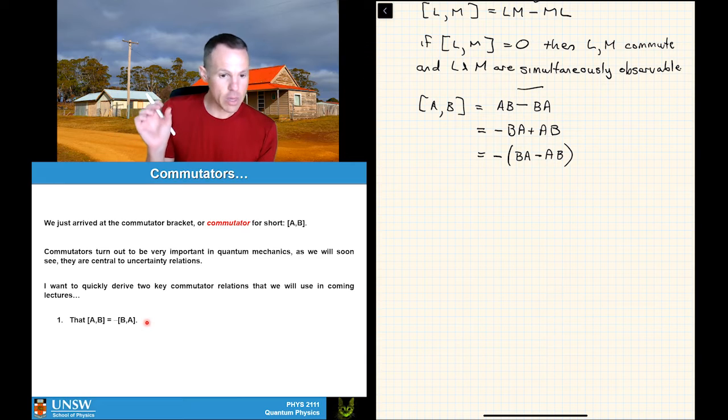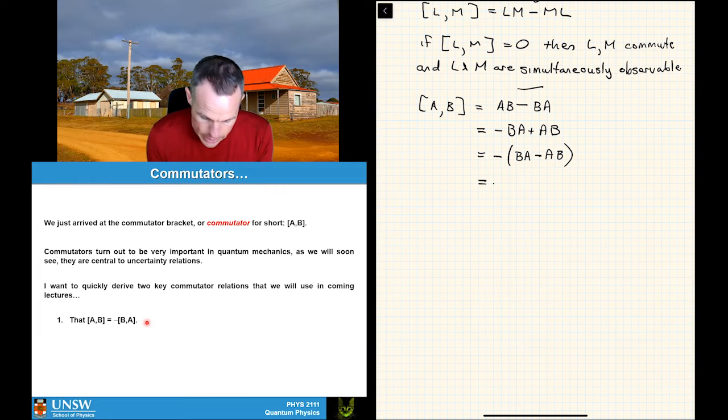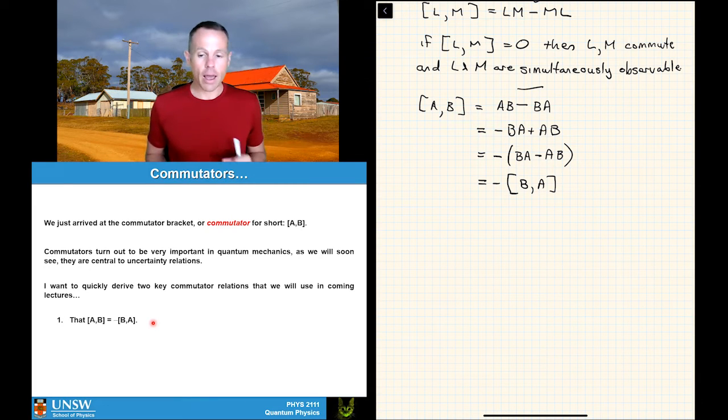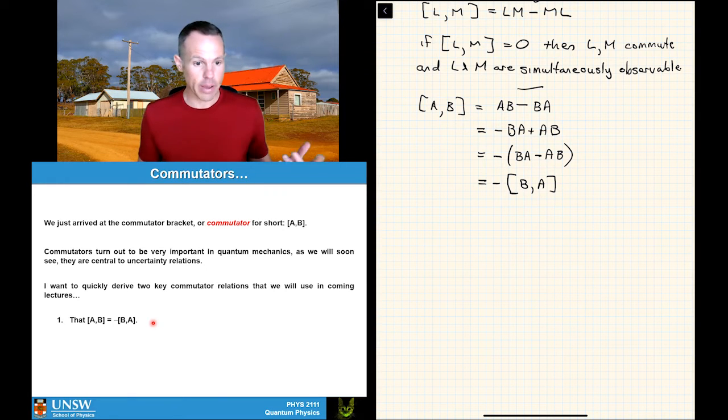And then, of course, the thing in the round brackets there is just another commutator, right? So this is just minus [B, A]. And so that's how you get this relation that's up here on the slide. [A, B] is minus [B, A]. So if you reverse the two letters in a commutator, you get a minus sign. And when you're handling commutators in quantum mechanics, it's quite common that you end up having to make this transformation to do some of your maths. So it's a very useful one to know how to do.